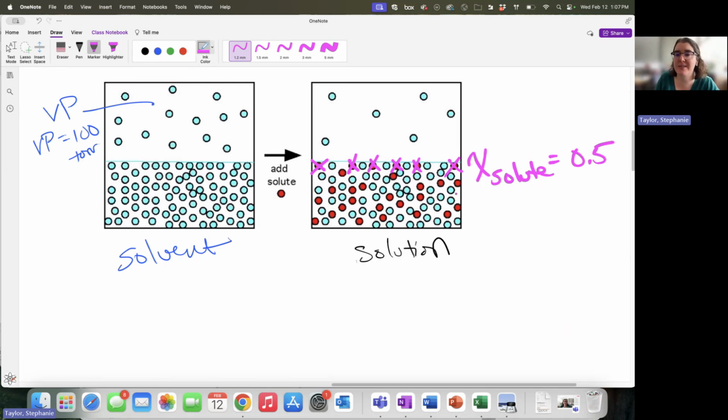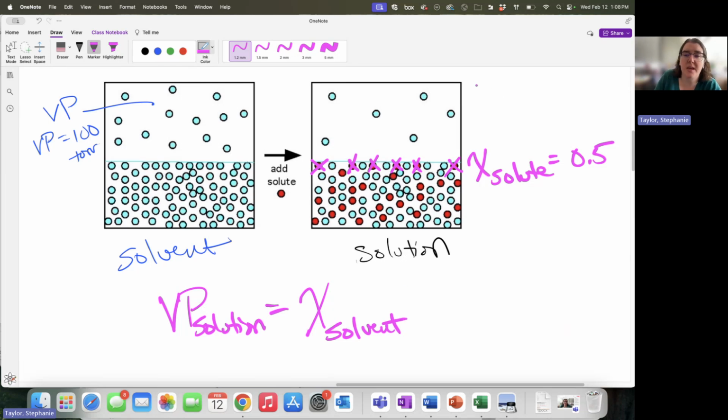So because about half of this now is solute, I should basically expect about half of this to be solute, except that the solute's not actually able to go into the vapor phase. So I don't get half of it into the vapor phase. So to put that in some mathematical terms, the vapor pressure of the solution is equal to the mole fraction of whatever is left. So this should be the mole fraction of the solvent. So granted, in this case, 1 minus the mole fraction of the solute is just 0.5.